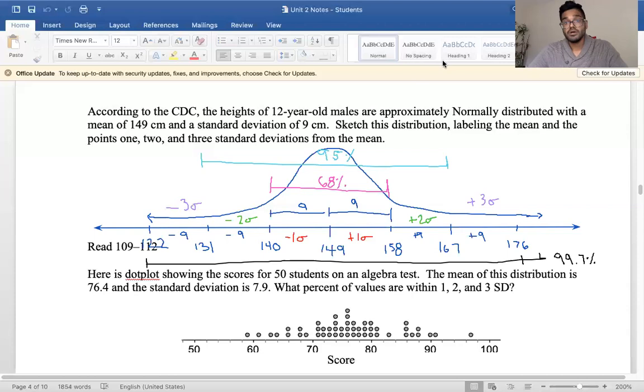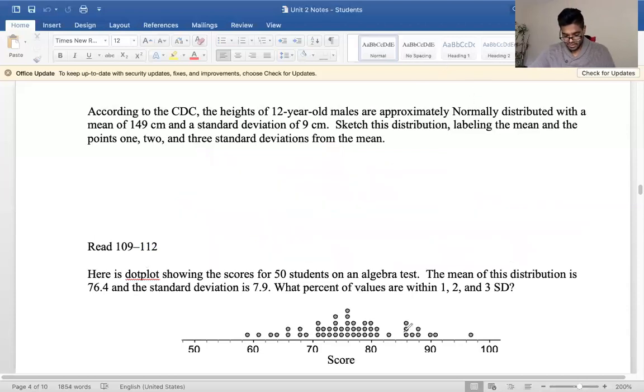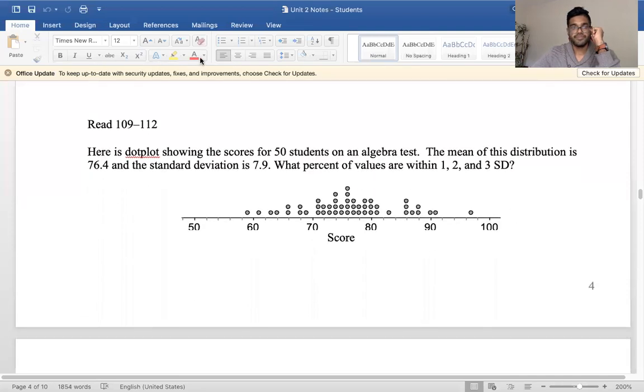All right, so let's keep looking at the stuff here. So here's a dot plot of 50 students with the distribution with a mean of 76.4 and standard deviation of 79. What percent of values are within 1, 2, and 3 standard deviations? I'm just going to write this out. We just kind of looked at it on the graph. So you have plus or minus 1 standard deviation equals 68% of data.